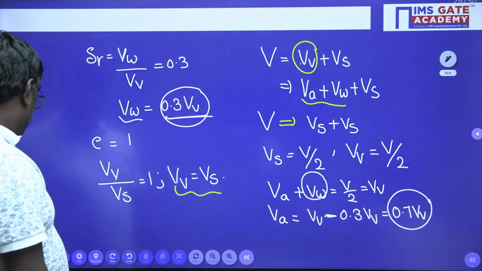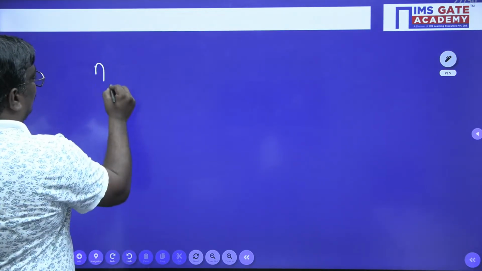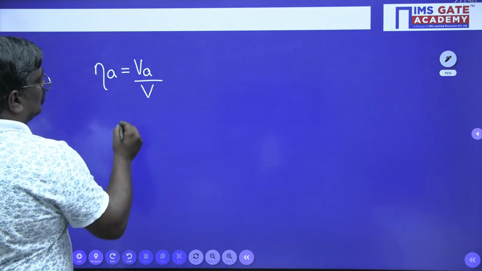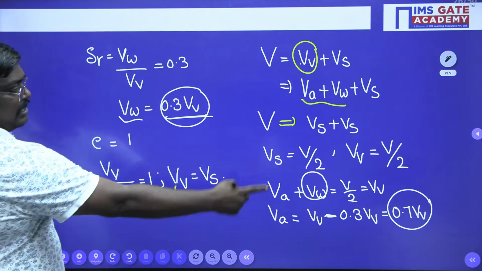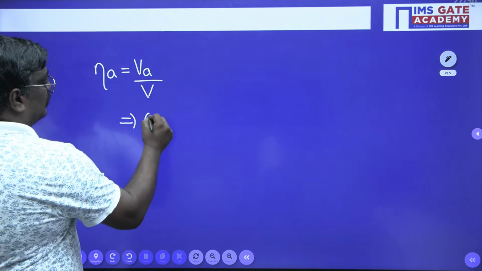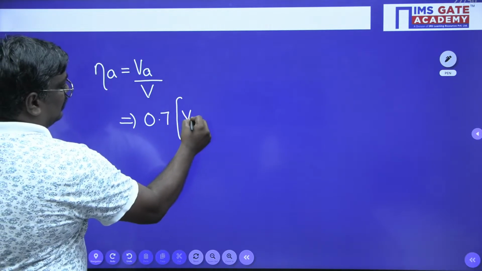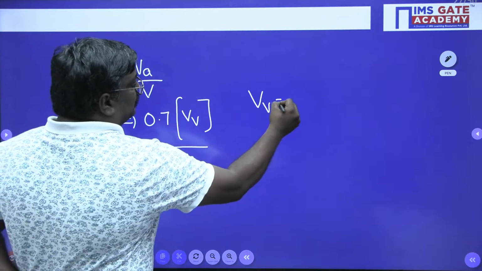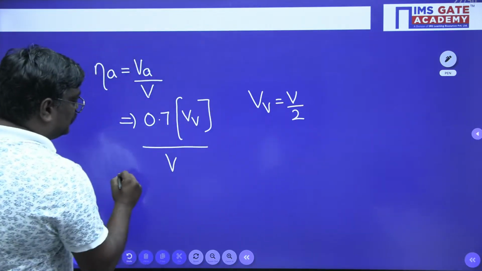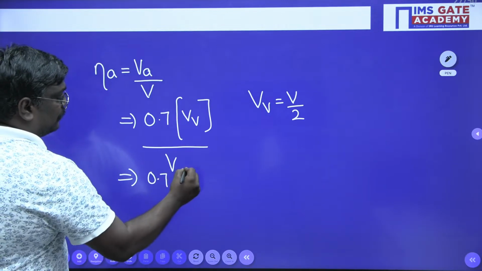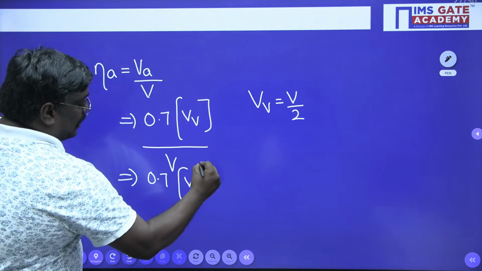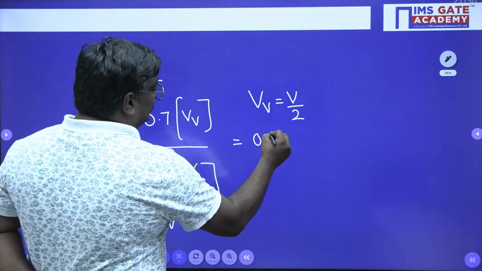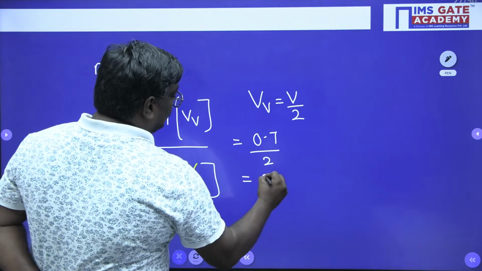Very good. Now see, percentage of air voids is volume of air upon total volume. So here volume of air is how much? It is equal to 0.7 VV upon total V. But what is VV? VV is nothing but V by 2. So if I substitute here 0.7 into V by 2 upon V, V cancels. You can write 0.7 by 2 as 0.35.